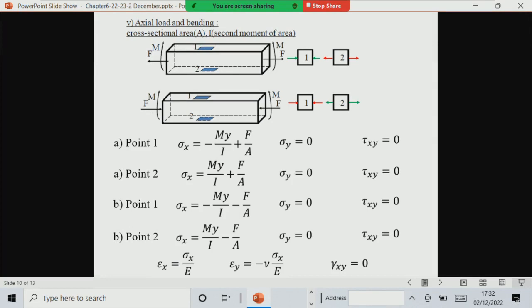Any questions? So as I said, once we've got the stress components, using the three constitutive equations I showed you at the very start, we can find the strain components. This is only valid because sigma y is equal to zero. If sigma y is not equal to zero, I'm not allowed to use this equation.